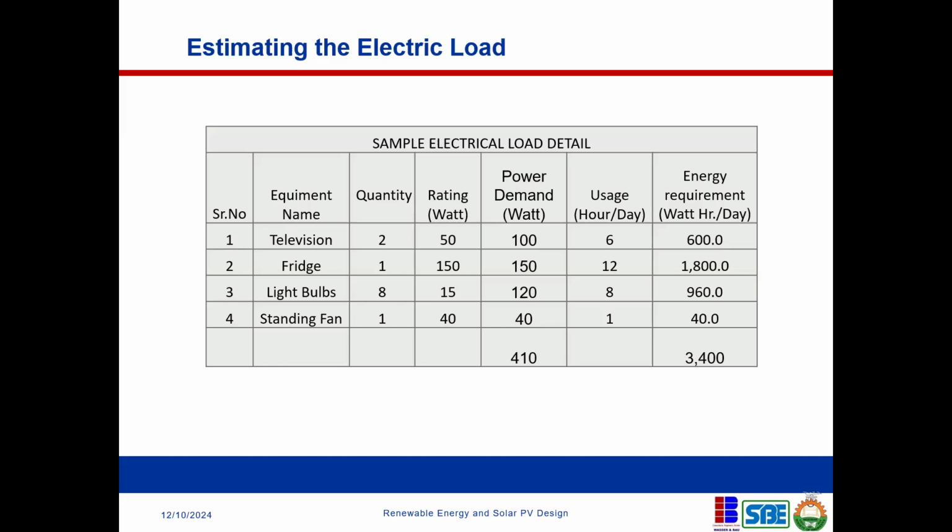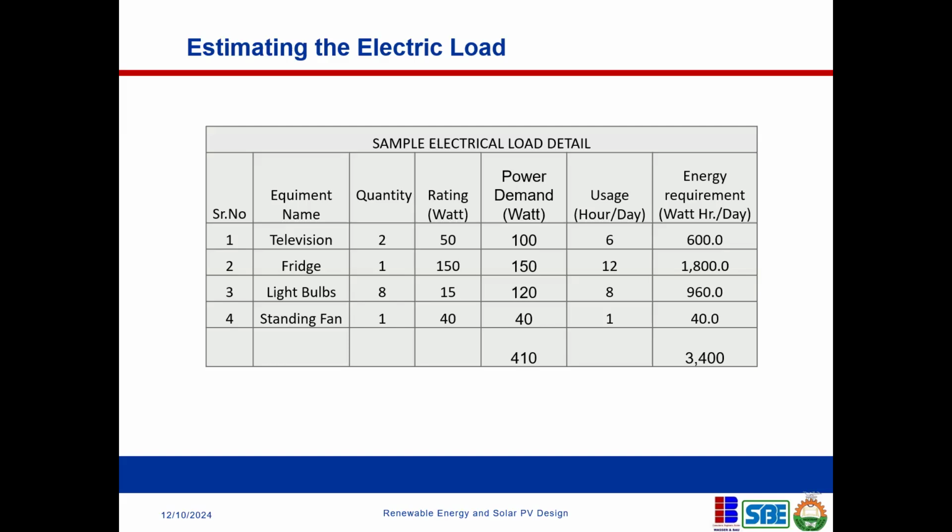So this is our typical example of what we want to power with our PV system. Okay, so we have 4 items here. We have just basic items: television, fridge, light bulb, standing fan, and we have the quantity. For television, this client has just 2 televisions. He has 1 refrigerator, 8 light bulbs and one standing fan. And these are the electrical ratings of these appliances.